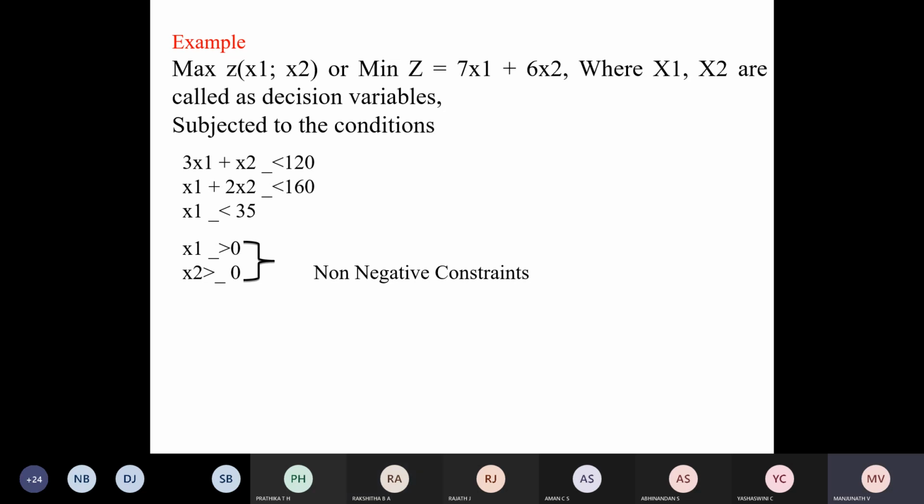Yes, sir. Any questions? Hello? Samson, Sanjay, Yashwant, Mayur. Hello? Any doubts? No, sir. Okay, we have taken the first equation.